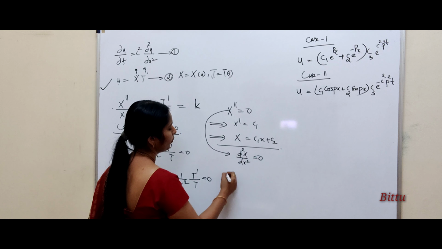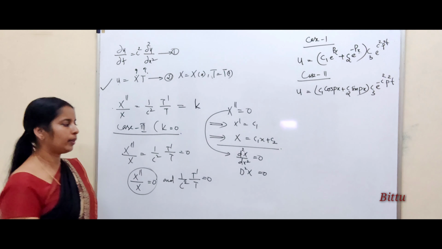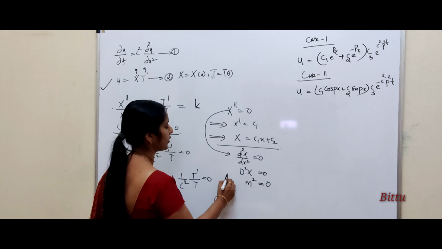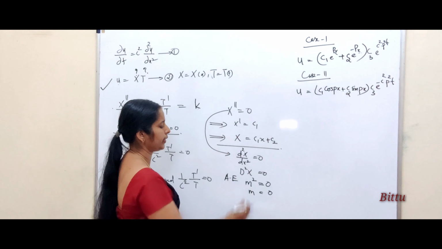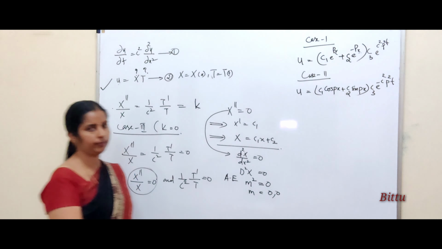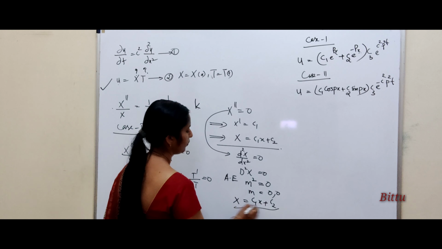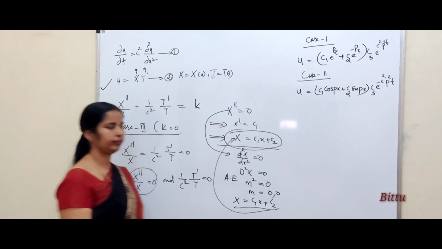Or see, this is d square X by dx square equal to 0. That is D square X equal to 0. What is its auxiliary equation? You just replace D by m and ignore the variable. See, this is its auxiliary equation. So, what are the values of m? m square equal to 0 means m equal to 0. Since it is second degree, 0 is repeated. When the roots of the auxiliary equation are repeated, the method of writing the solution is capital X is equal to C1x plus C2. So, this is our solution. So, this is our capital X.